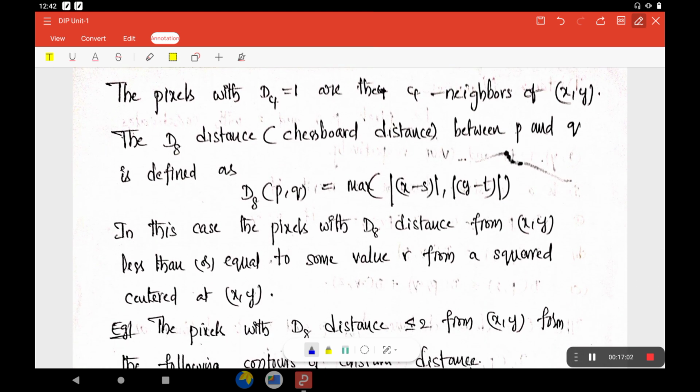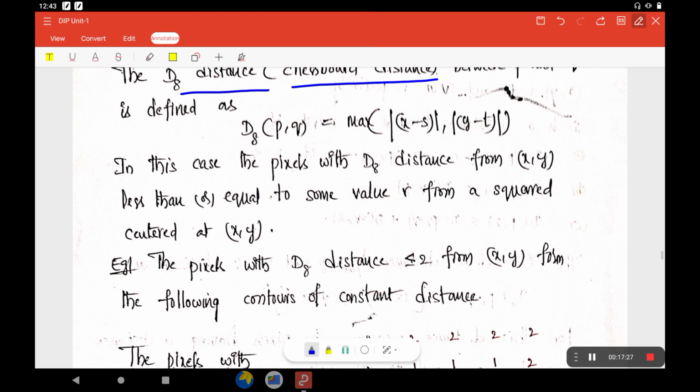Then the D8 distance is also called the chessboard distance between P comma Q. It is defined as D8 of P comma Q equal to the maximum of the two differences, that is, the maximum of modulus of x minus s and modulus of y minus t. That maximum value is treated as D8 of P comma Q. So that is the basic thing.